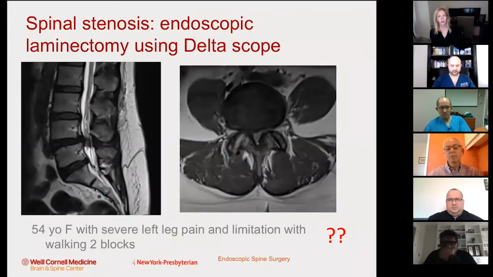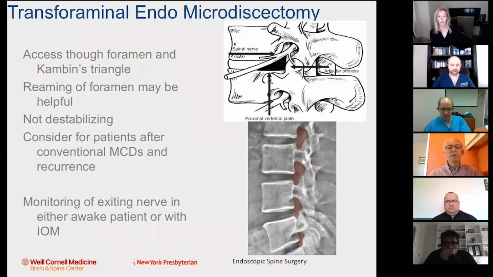And then the interlaminar approach is also very well suited for laminectomy, and we can do the so-called over-the-top approach, whereby we undercut the spinous process to do a contralateral laminectomy from an ipsilateral approach.